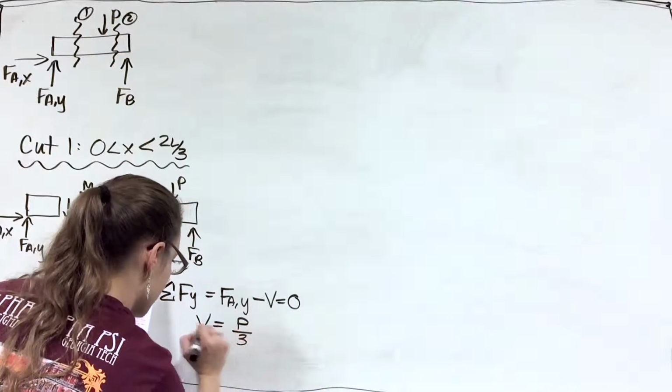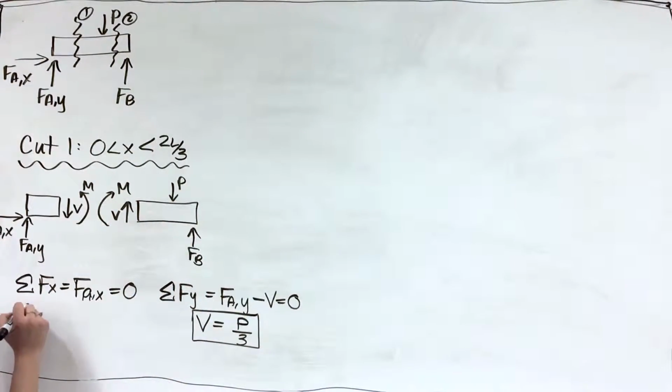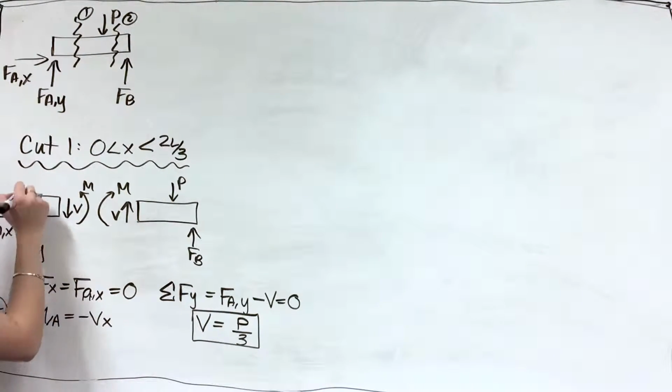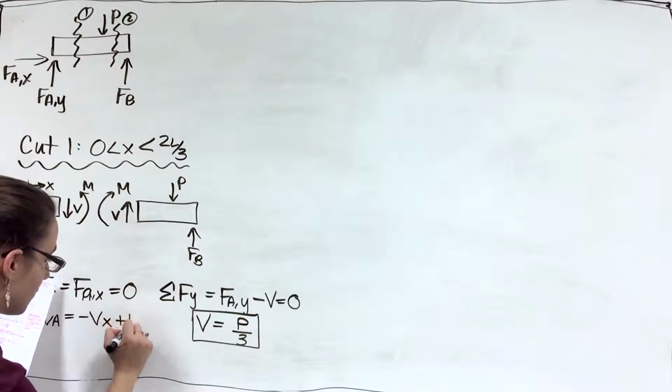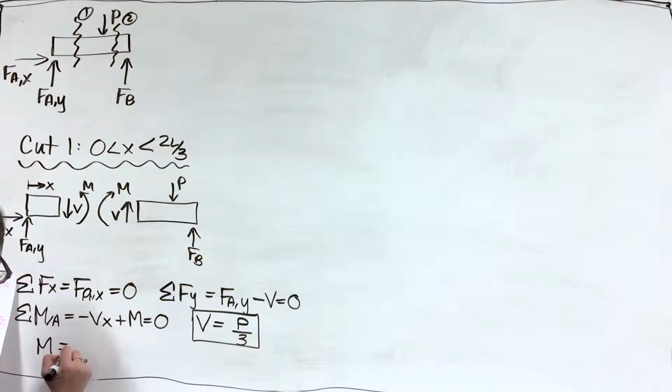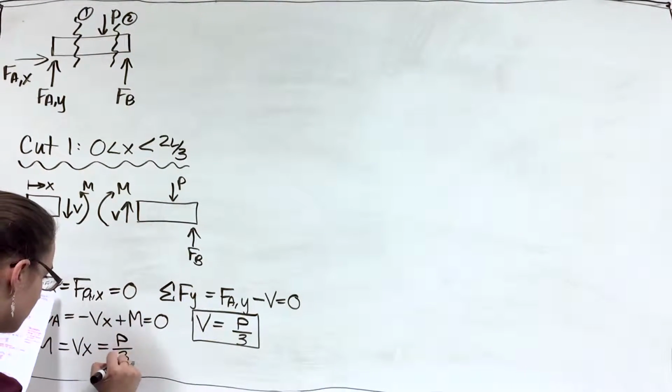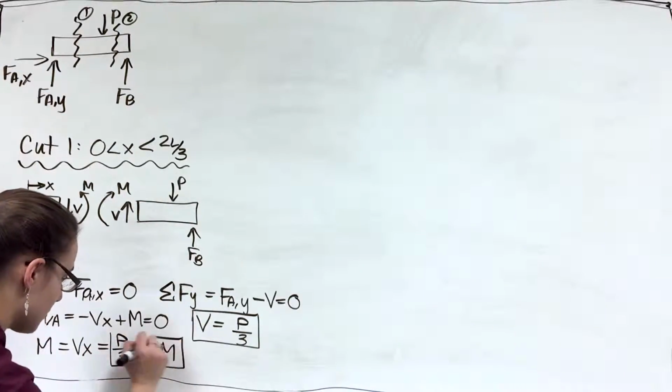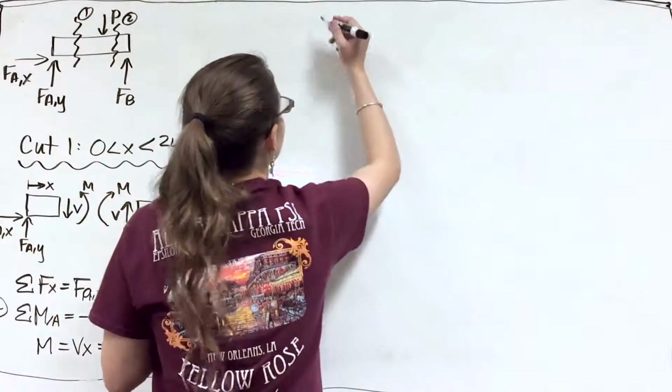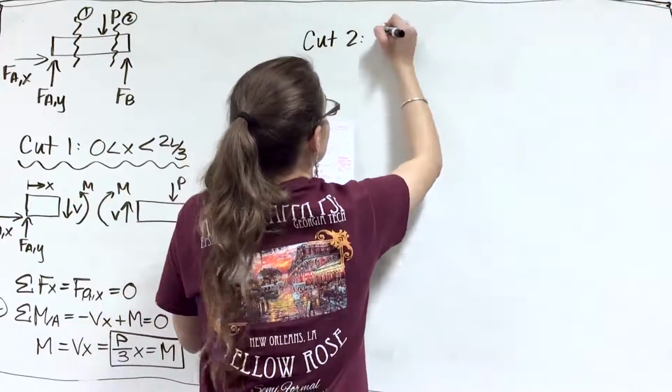As if we put those two pieces back together, they would form one beam. So we can look at either the left piece or the right piece and still solve for the same value. So I'll go ahead and take the left piece, but when we solve for the sum of the forces in the x direction, we can see that FAx is going to be equal to 0. And if we do the sum of the forces in the y, we'll see that V is equal to P/3.